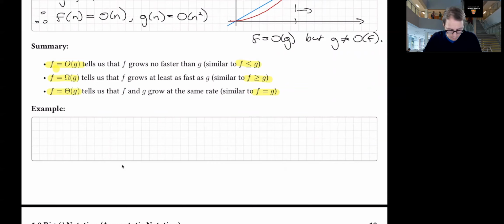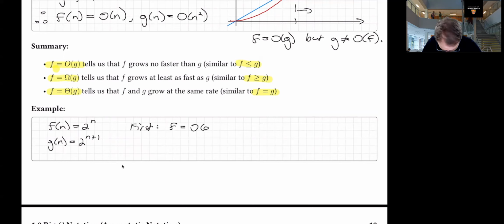So let me give you one more example. Let's say that f of n is equal to 2 to the power of n, and let's say that g of n is equal to 2 to the power of n plus 1. So what do we know immediately by looking at this? Well, g is bigger than f, right? So first, we know that f is equal to big O of g. g upper bounds f.